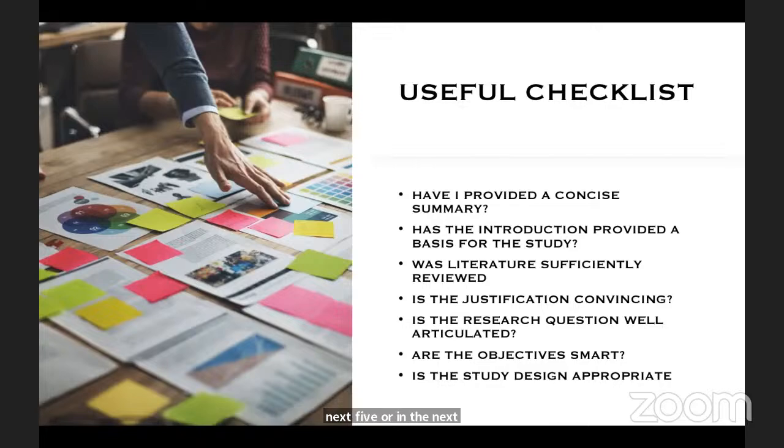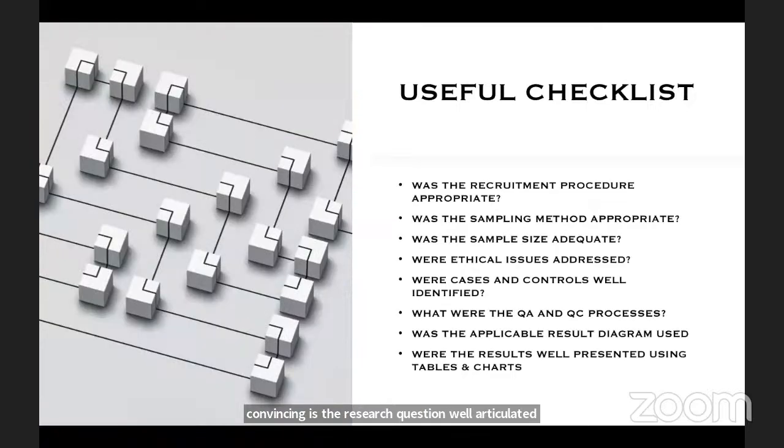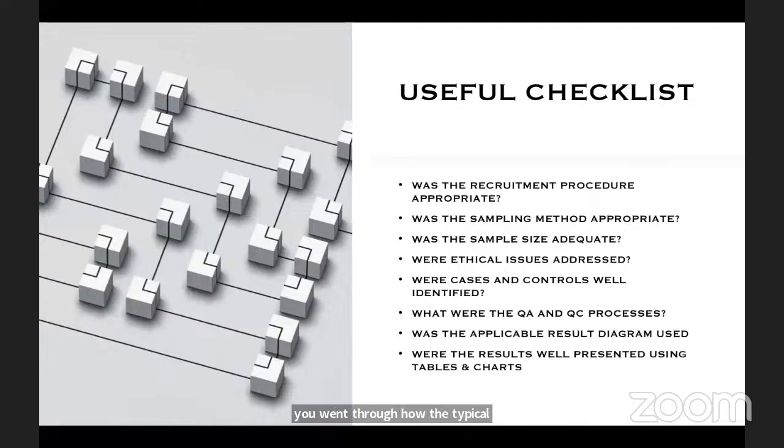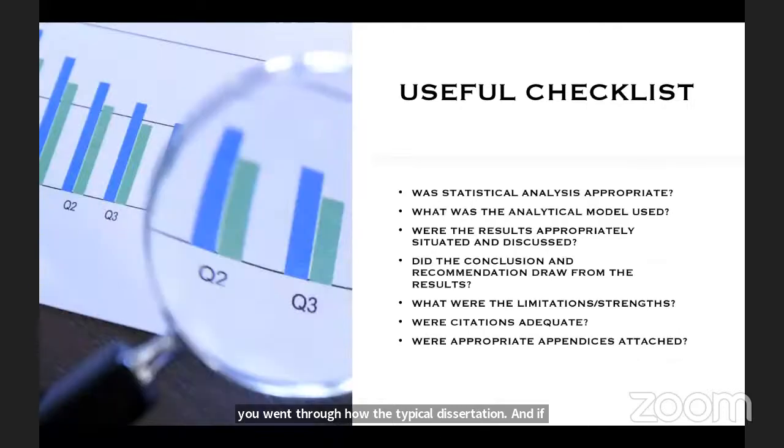Has the introduction provided a basis for the study? Was the literature sufficiently reviewed? Is the justification convincing? Is the research question well articulated? Are the objectives SMART? Is the study design appropriate? I think we are going to have this slide. So this is a useful checklist that you went through for the typical dissertation. And if you can answer all these questions yourself, you are ready to defend your dissertation.